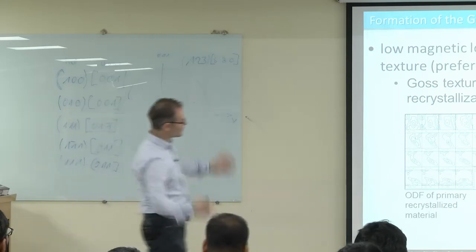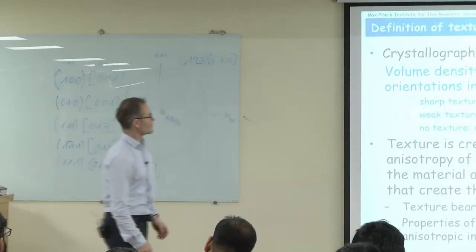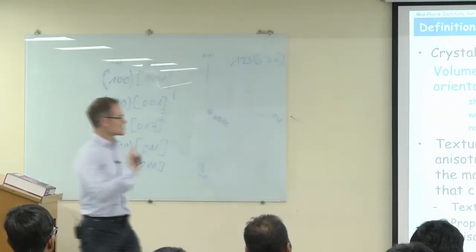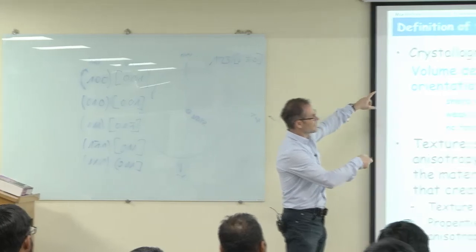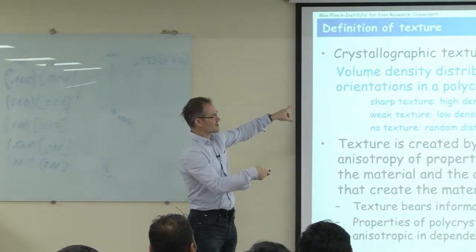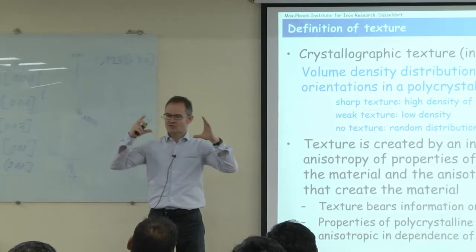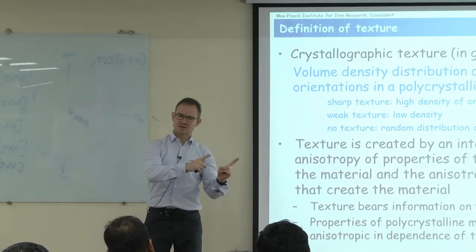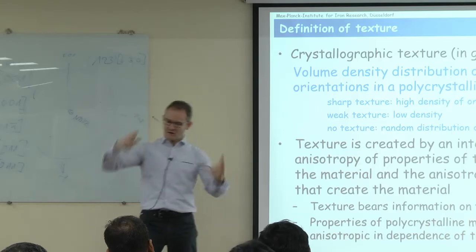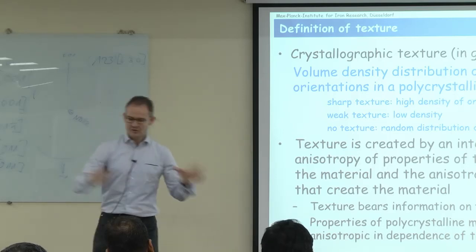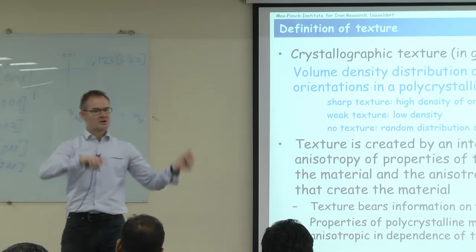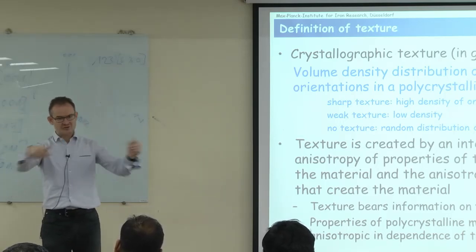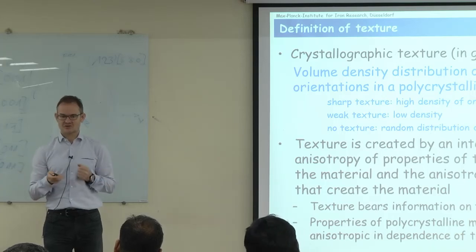And so you need to know what texture is. The crystallographic texture, as a definition, is the volume density distribution of crystal orientations. So you say, how much volume percent of my material has a particular orientation? And I can say 20% have Gauss texture, 40% have cube texture, 30% have S texture, and whatever. And this distribution is called the texture.